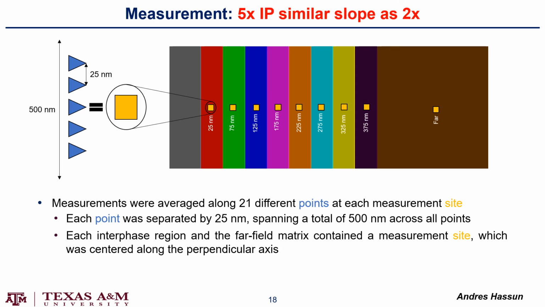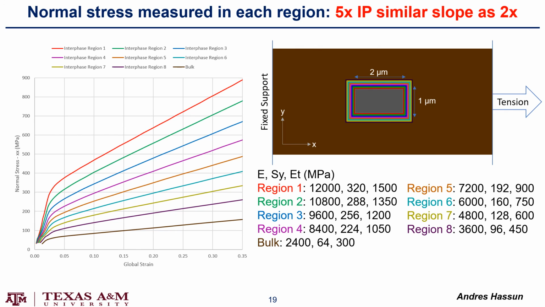Before we move on, we're going to talk about the measurement for the 5 times interface modulus with a similar slope as the 2 times interface modulus. It is the same measurement technique, but it is extended across 8 regions, where each region still spans 50 nanometers. For these regions, the peak properties are higher, but they drop off at a similar rate as the 2 times interface modulus. As for the result, we can see that each region has its own distinct line, which seems to evenly disperse down all the way to the bulk.